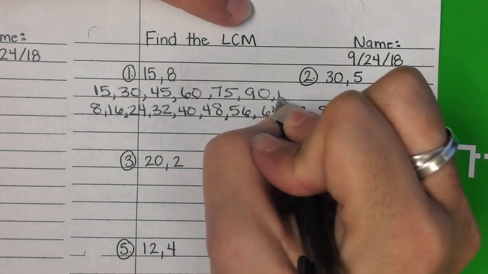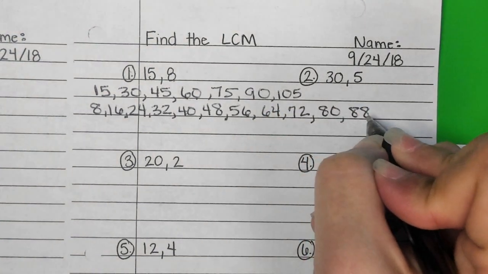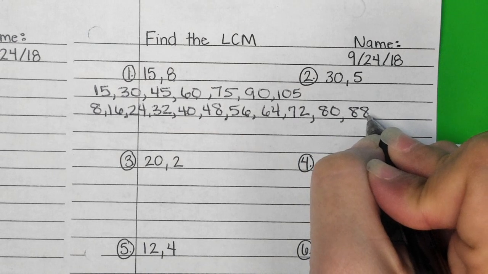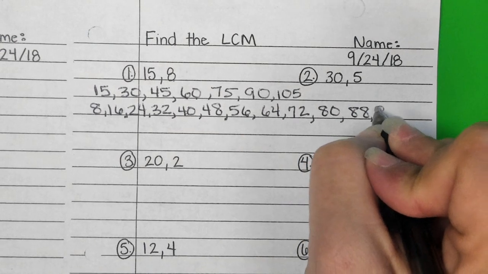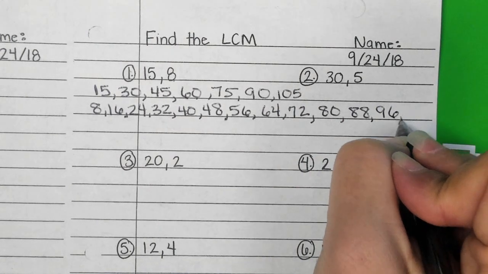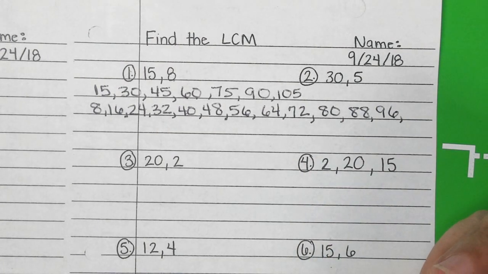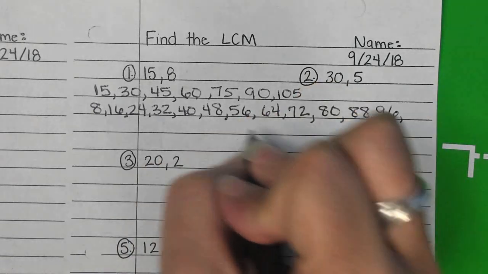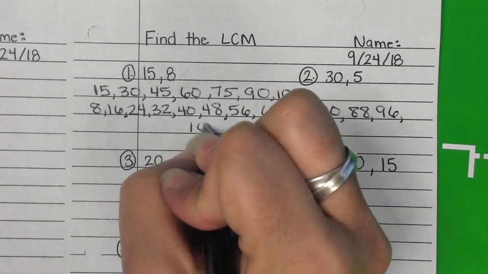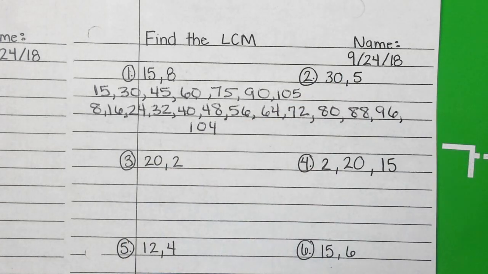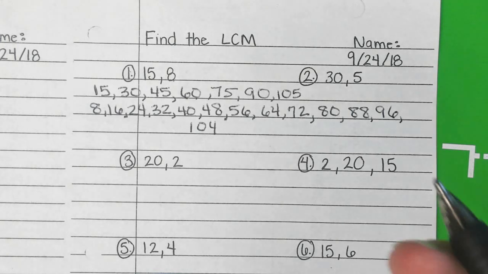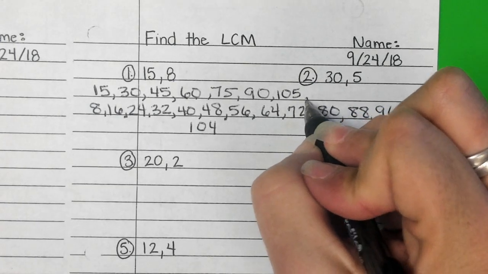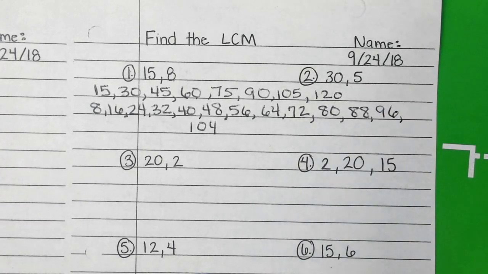Interesting. 105. I'm going to add a few more down here. 96. I think it goes to 104. Try to make sure I didn't skip it. Let's see, 105. And then 120.